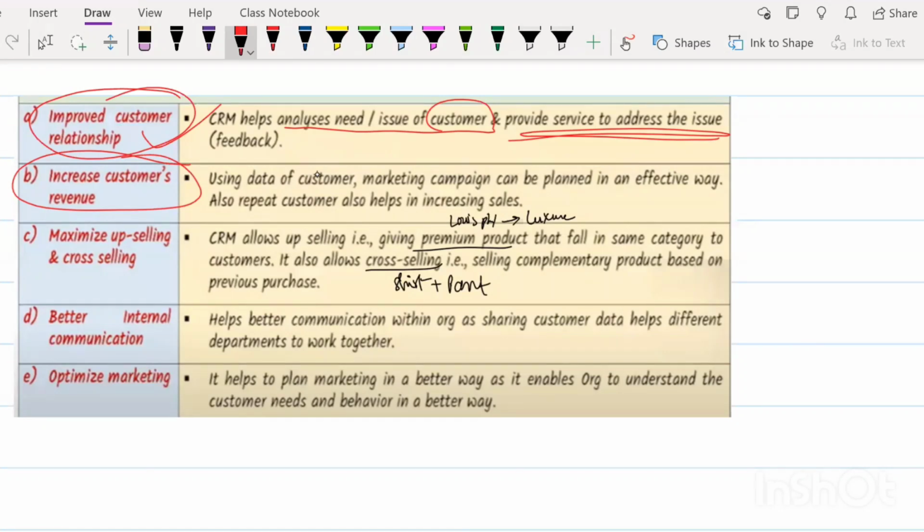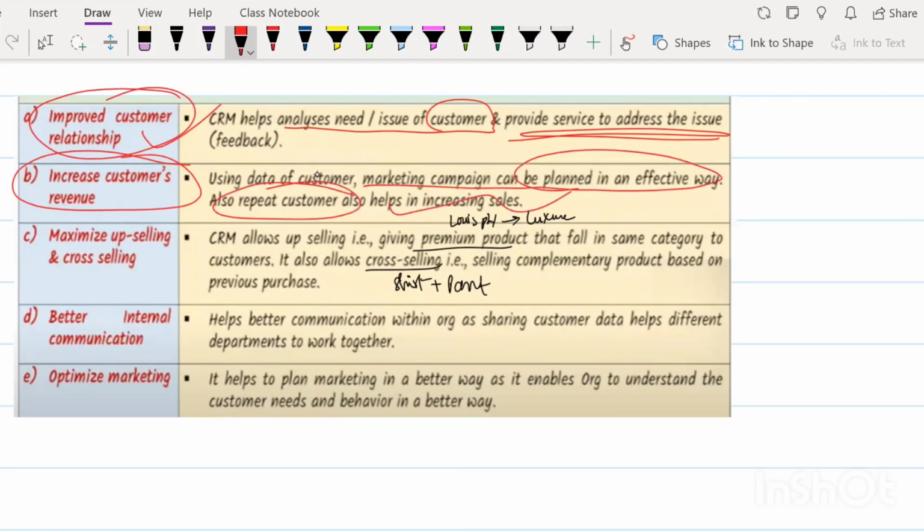So here, one, I will be purchasing from their brand only, so that revenue they will get. Second, because of the marketing that I do to my friends, that also will help in increasing the sales. So here, marketing campaigns can be planned in an effective way. They can plan any marketing campaign, and any repeat customers who are there like me will help in increasing the sales of the company.